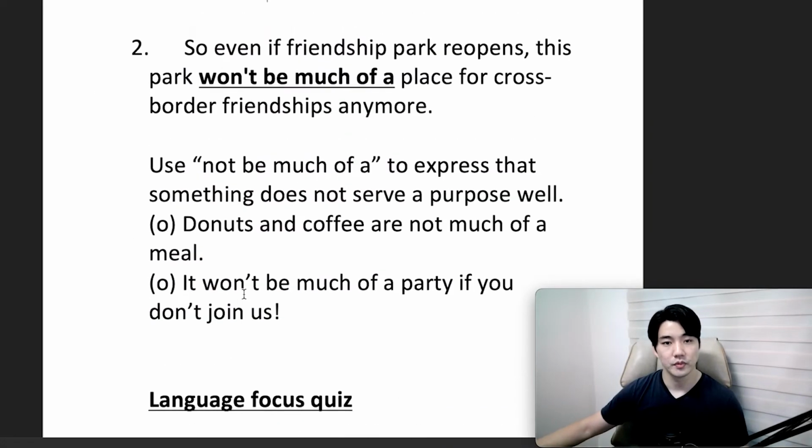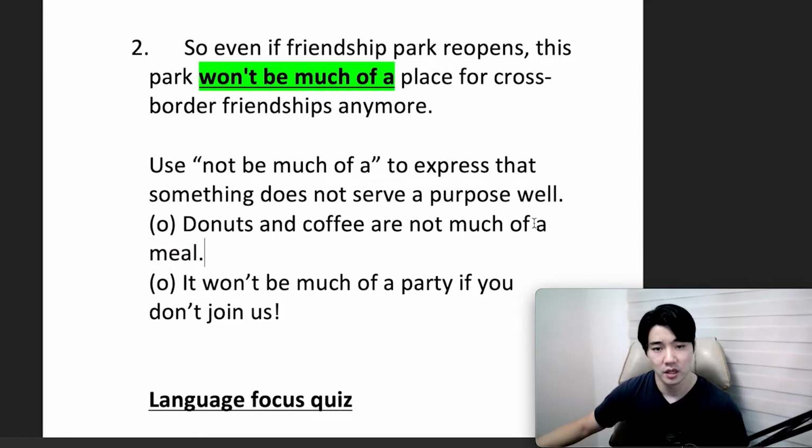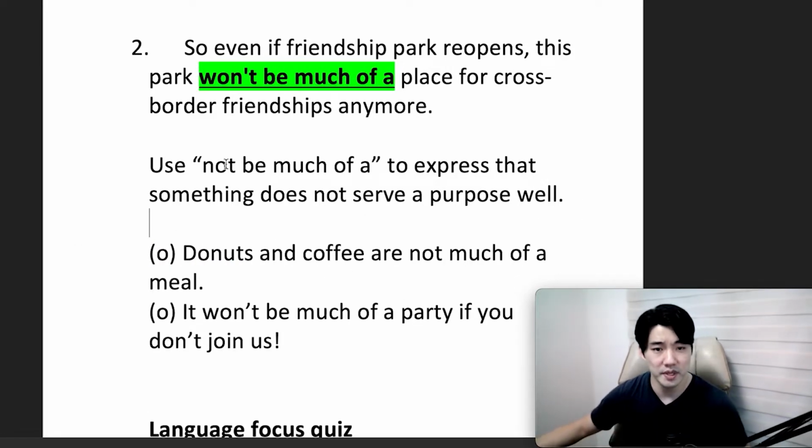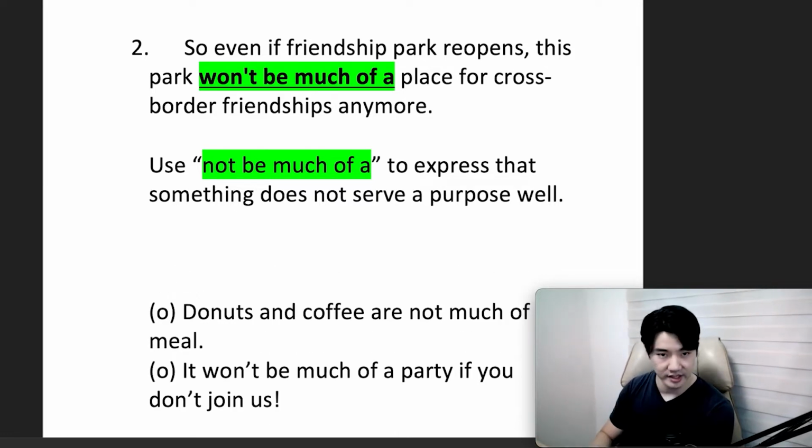Number 2: So even if Friendship Park reopens, this won't be much of a place for cross-border friendships anymore. Okay, so number 2, won't be much of. Use not be much of to express something that does not serve a purpose well. I'll give you some easier examples. Example, he's not much of a soccer player.